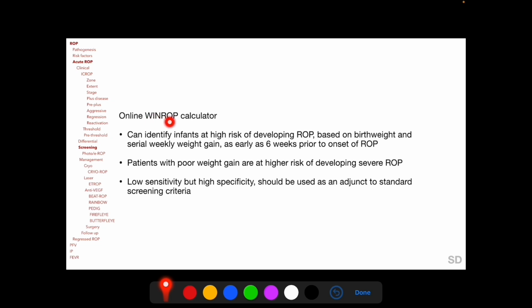The BEAT-ROP method initially included both weight and serum levels of insulin-like growth factor 1, but presently the BEAT-ROP calculator considers only the birth weight and weekly weight gain.